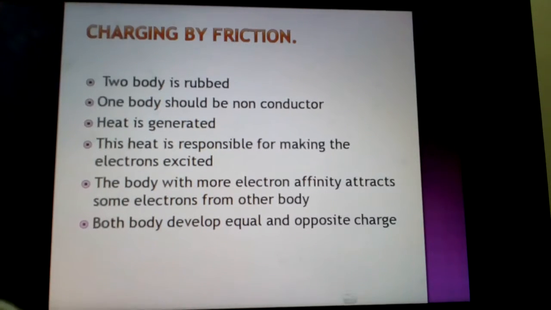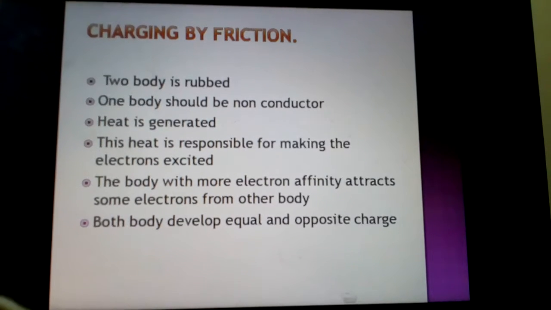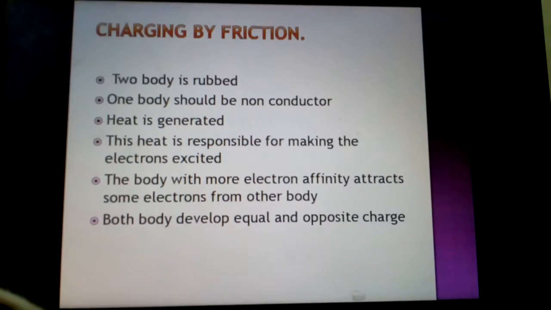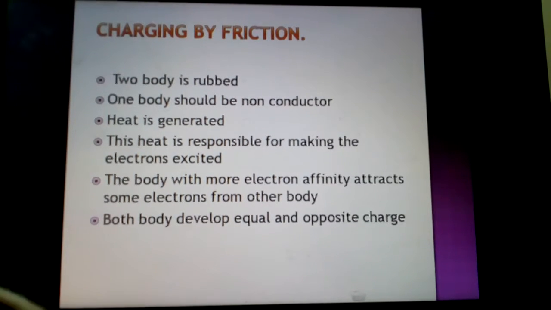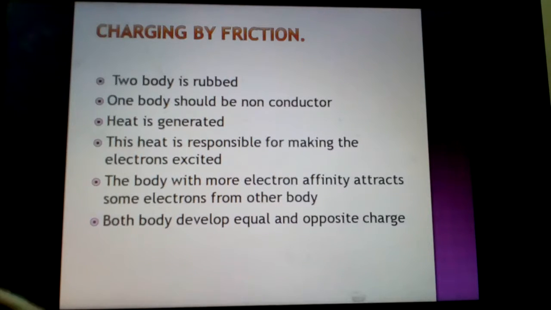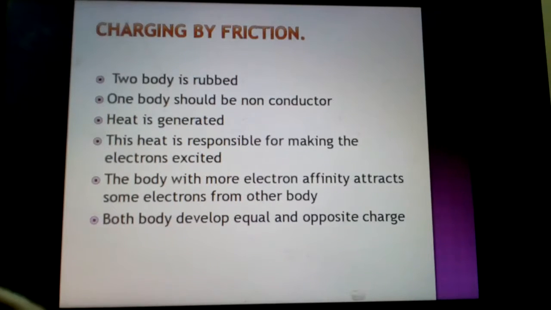So the body with more electron affinity attracts some electrons from the other body. So what is this electron affinity? Electron affinity is the energy required to insert an electron inside a neutral atom. When we provide an electron to a neutral atom, it becomes negatively charged. Obviously it becomes negatively charged.